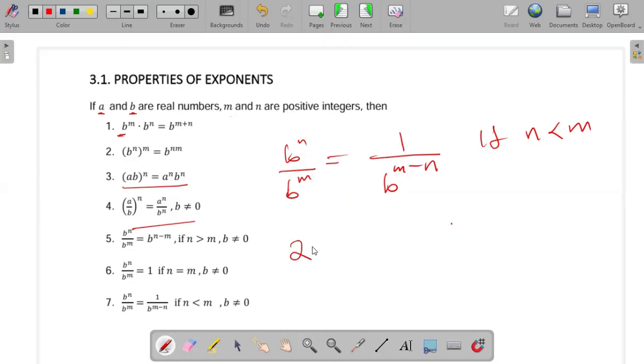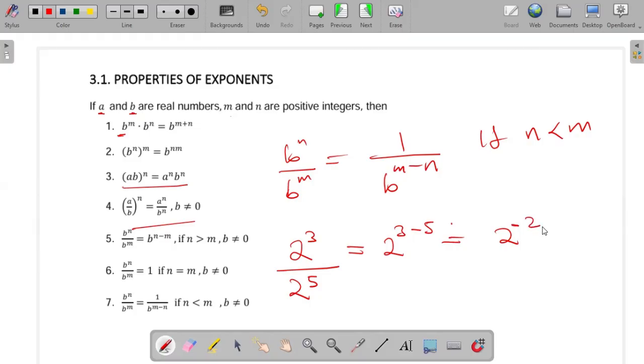If I have 2 raised to the power, let's say 3, then down there I have 2 raised to the power 5. Let's check this property. From the property we've learned, this here is just going to be 2 to the power 3 minus 5. But this here gives us 2 to the power negative 2.